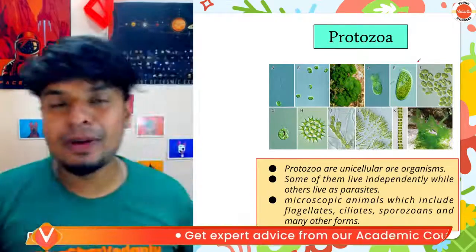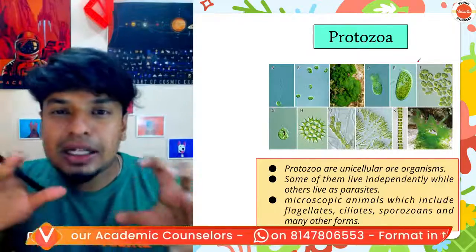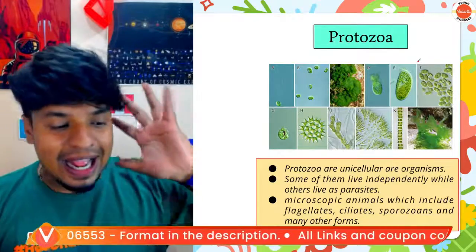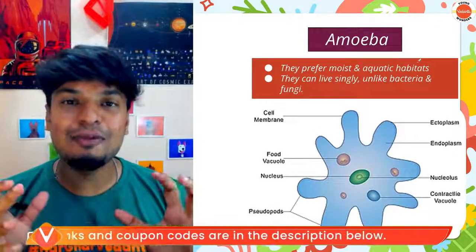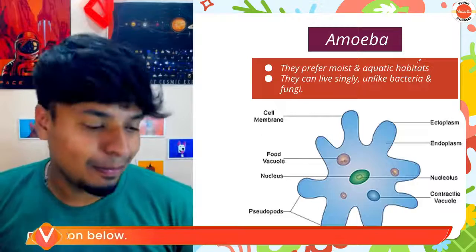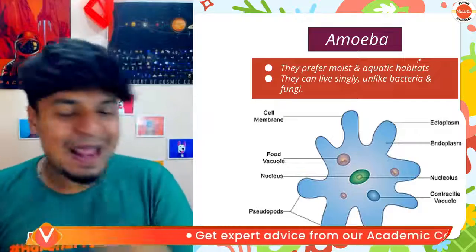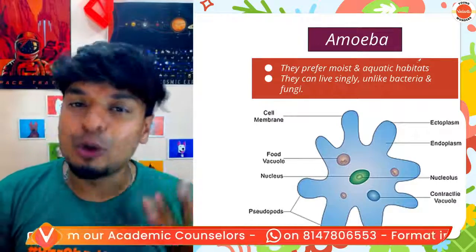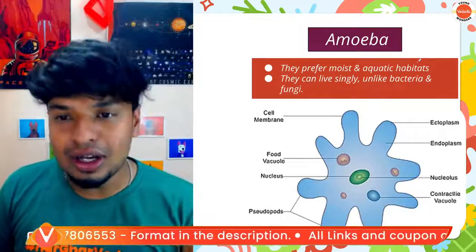Thank you, Pooja. Now, these are very good hunters, guys. They go behind the bacteria and hunt them, especially amoeba. If you see amoeba, it looks like a real alien. Have you seen the alien from Ben 10, Goop? Or have you seen Venom from Spider-Man? You know how it goes and attaches to somebody. Same way as amoeba, but microscopic. So amoeba is also a protozoa. They prefer moist and aquatic habitats. They can live alone, unlike bacteria and fungi.